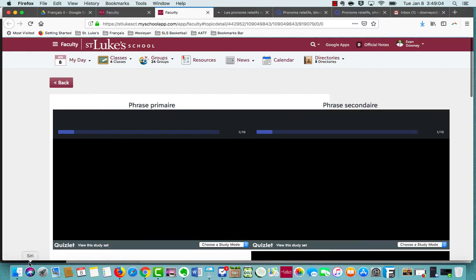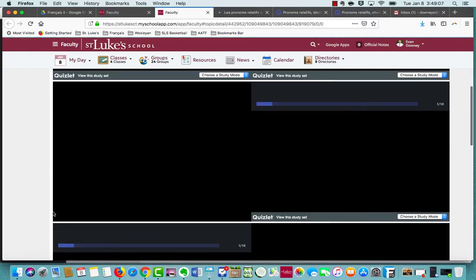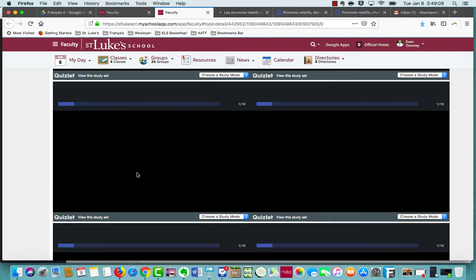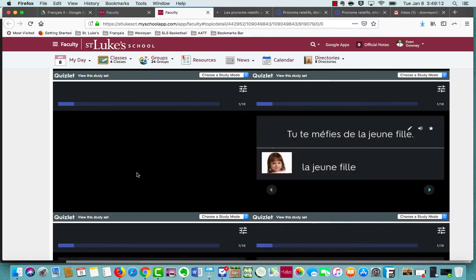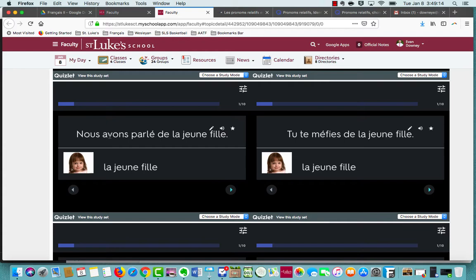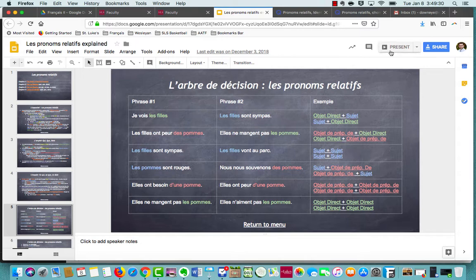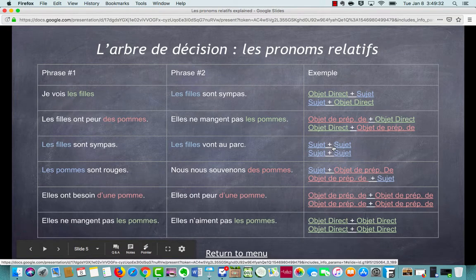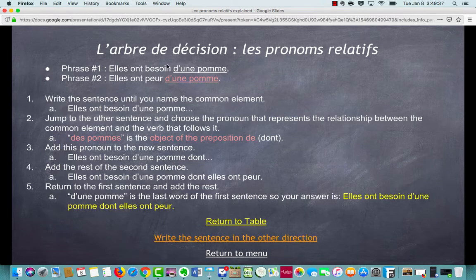So again, if we had some examples here, okay, we spoke about the young girl. We are wary of the young girl. Okay, so these are both de la jeune fille, de la jeune fille. This is of the, so you know it's going to be dont. So if you were doing this, you would want to use an example that is dont plus dont. Click. Okay, so you have two examples, right? Two donts. It explains exactly how to do it.